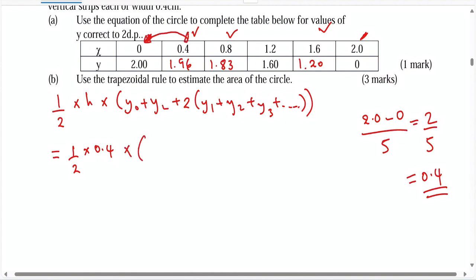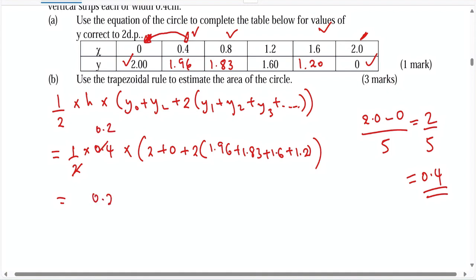So times y yako ya mwanzo ni 2 na y yako ya mwisho ni 0. So take 2, add to 0. Ukiandika 2.00 bado tu ni 2, plus 2 times the other y's, which is 1.96 plus 1.83 plus 1.6 plus 1.2. So I have a half times 0.4 is just 0.2. So we write 0.2 times 2 plus 0 ni 2.